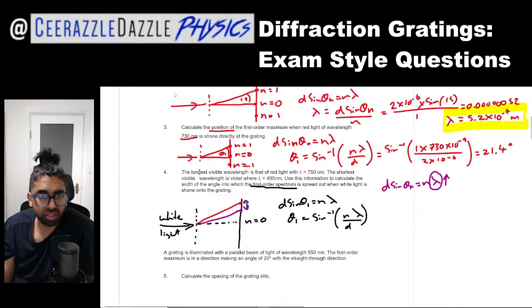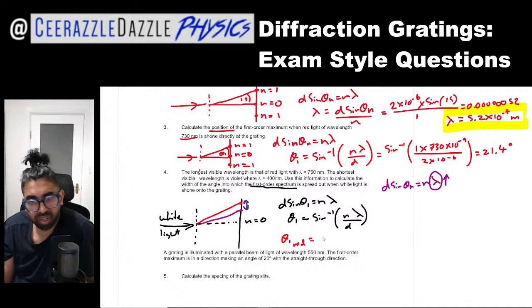Okay, and I'll just turn it because it's for the red light. So theta 1 for the red light, subscript, so you know it's for the red one, is equal to sine inverse. What's the order number? It's still 1. It's still n is 1 for both of them, yes?